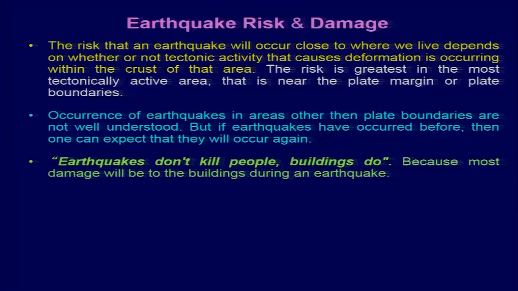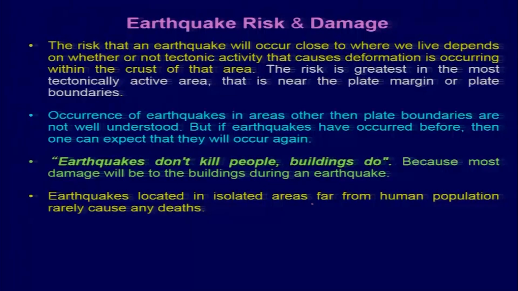So earthquakes do not kill people, buildings do, because most damage during an earthquake will be to the buildings. Earthquakes located in isolated areas far from human population are not going to affect us, and they do not pose any sort of hazard or risk to us if they occur in a remote area. That is what happened in the 1819 earthquake in Kutch, because it took place in a remote area where not many people were affected.